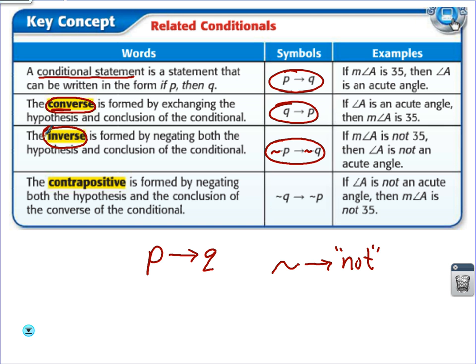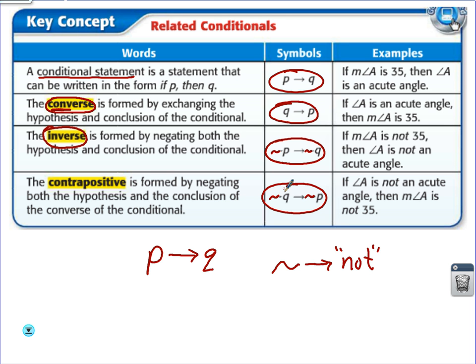Your contrapositive. The contrapositive is not Q implies not P. So the contrapositive is kind of a converse and inverse put together. You negate them both and you switch them. My original conditional statement, if it is raining, I'm carrying an umbrella. The contrapositive of that is, if I don't carry my umbrella, then it is not raining.